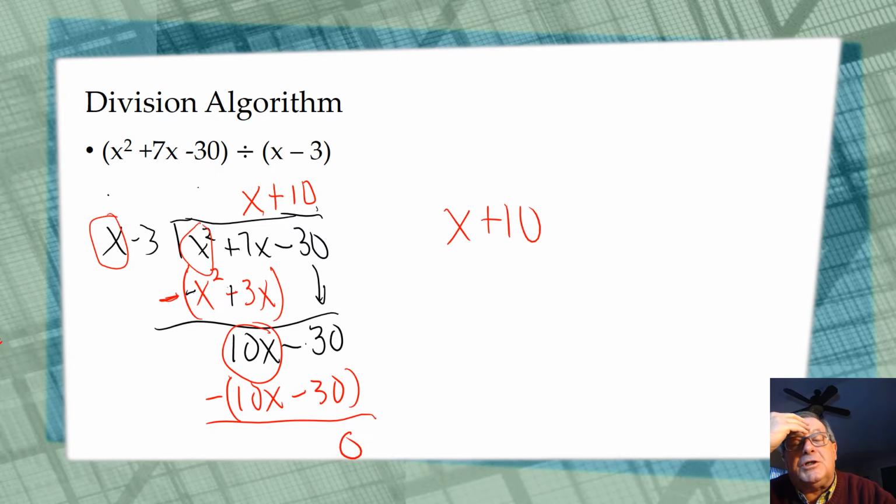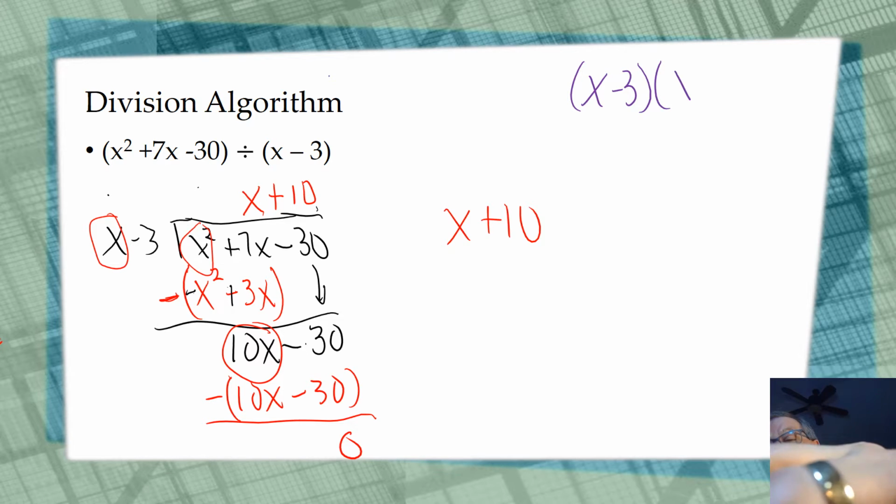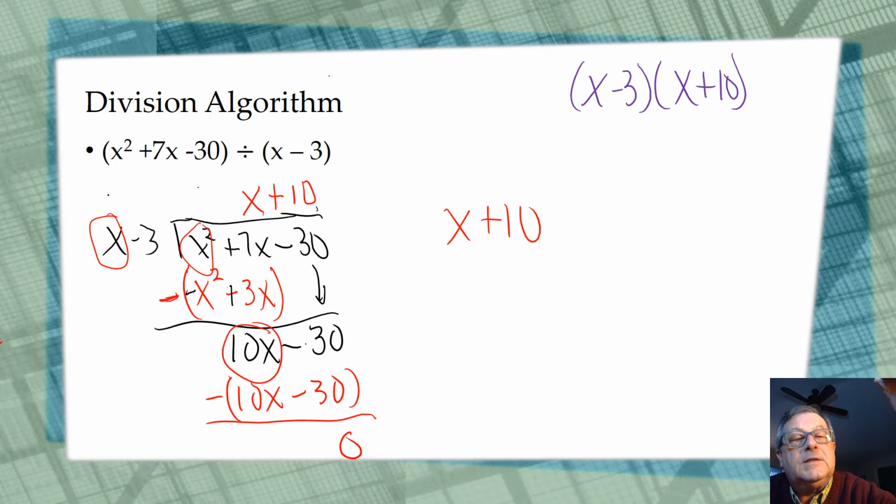Now, if I was going to check my work, let's talk about that. I could multiply x minus 3 times x plus 10, and that should give me x squared plus 7x minus 30. And how about just for fun, let's test this out on this one. And this would be how you check your work. So I could say, okay, I got x minus 3 times x plus 10. And then we just use the FOIL method to see if we come to x squared plus 7x minus 30. Well, x times x is x squared.